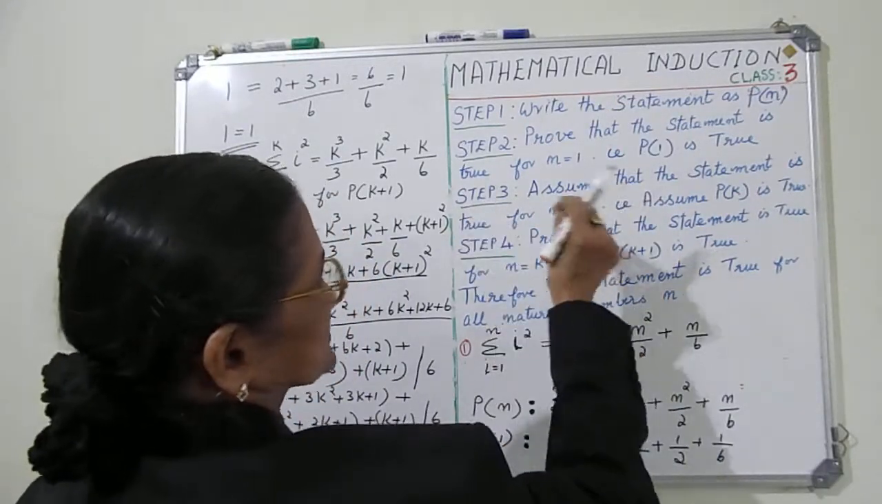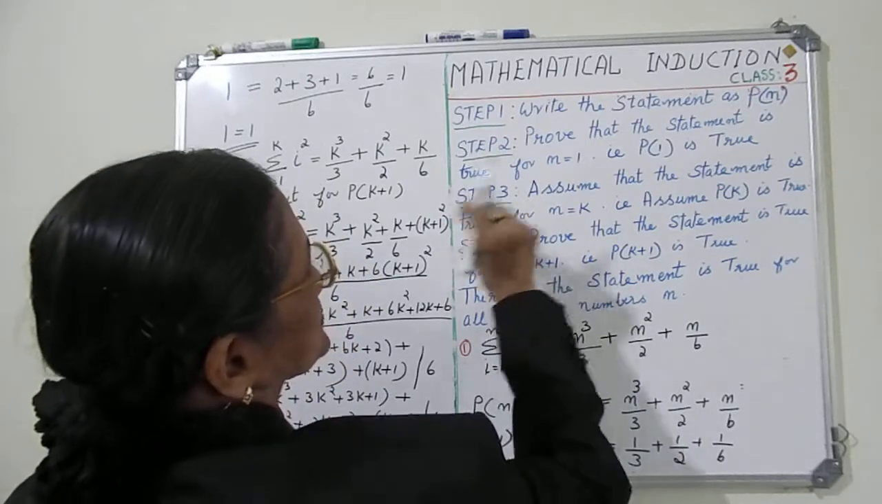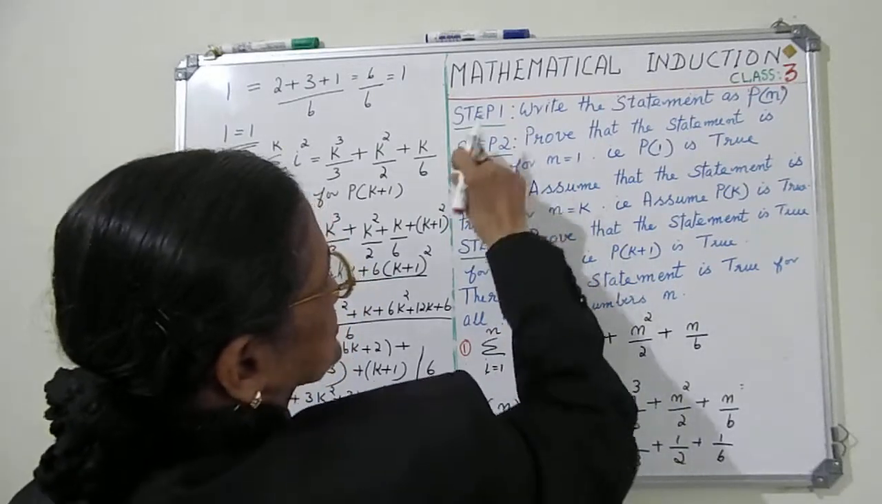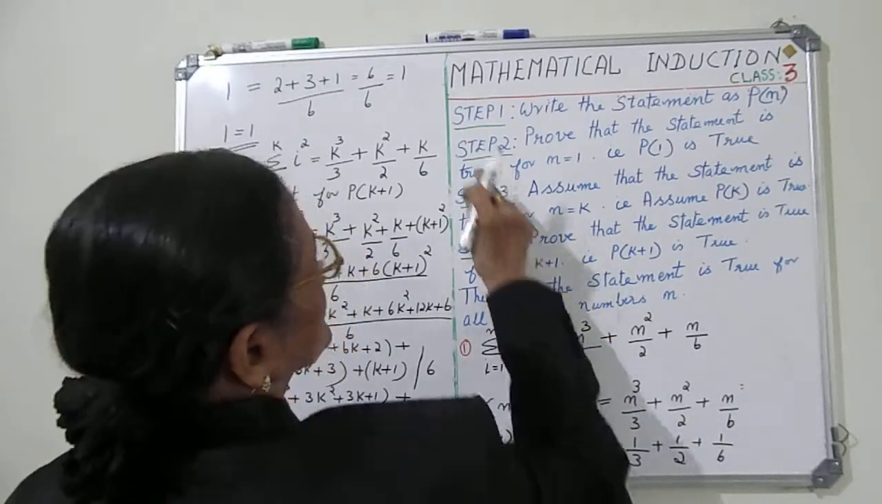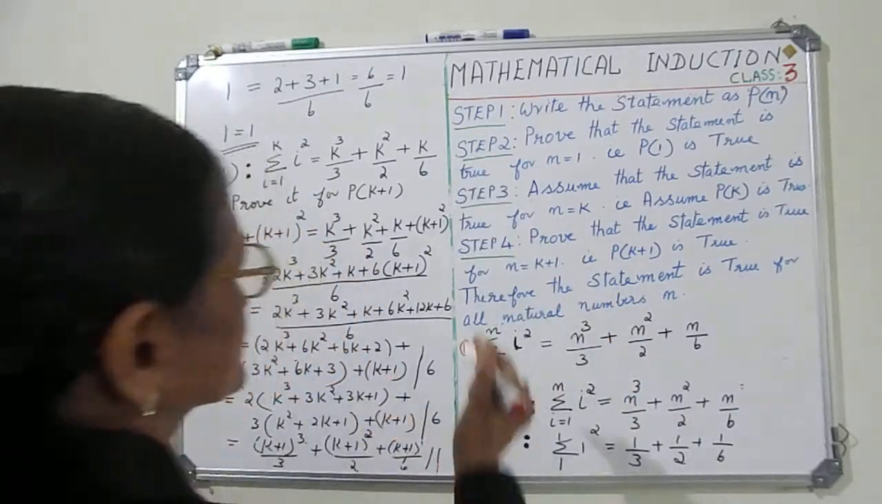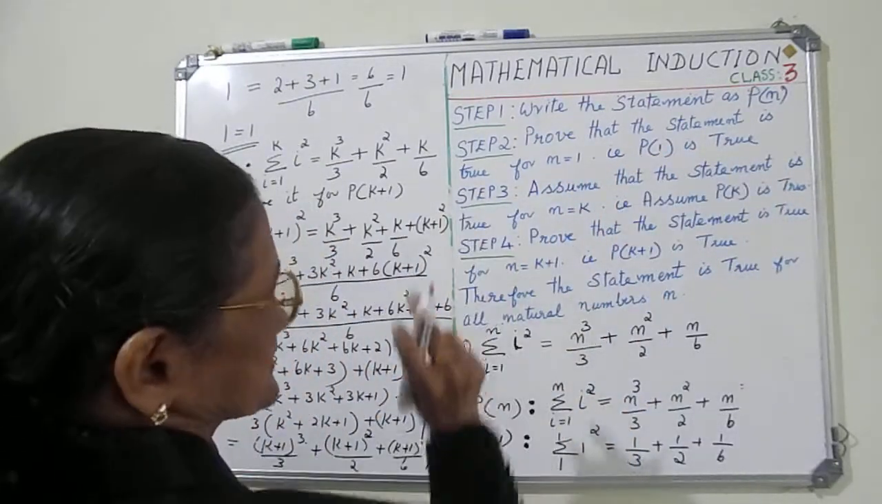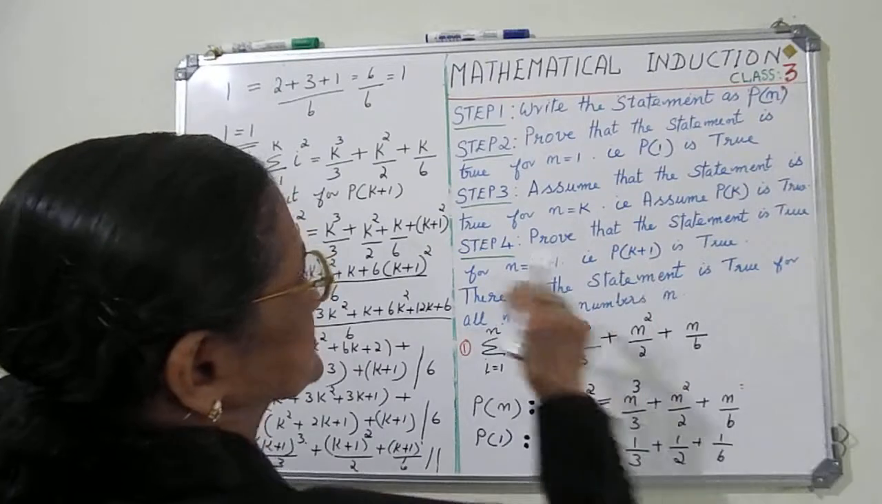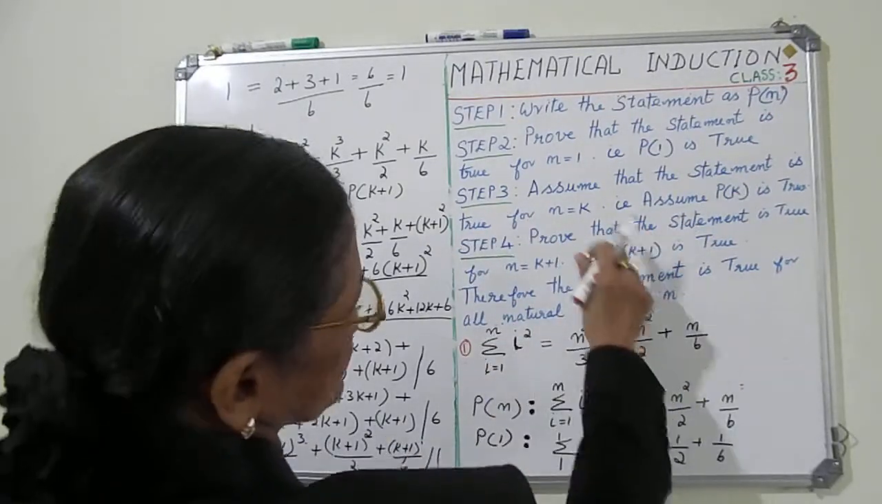In the previous class, I defined the step-by-step procedure to prove a mathematical statement using the principle of mathematical induction, and I will repeat it once more. What is step number 1? Write the statement as P of n. Step number 2, we prove that the statement is true for n equal to 1. That is, P of 1 is true.